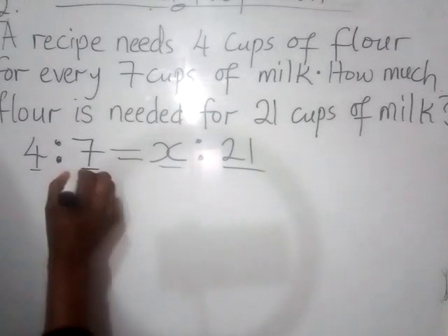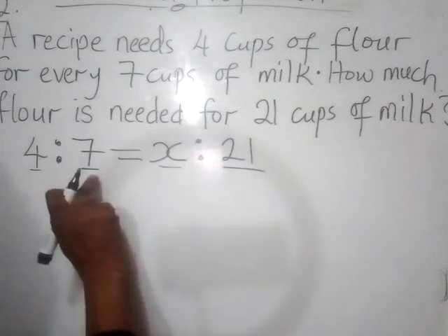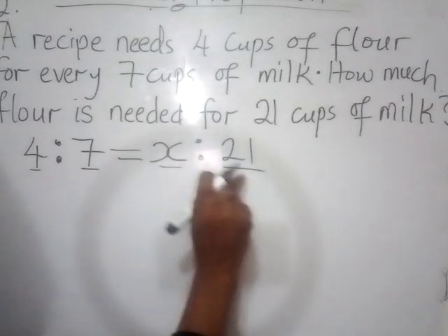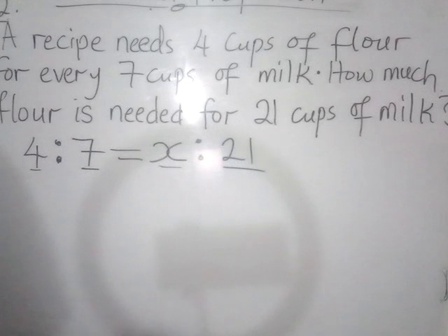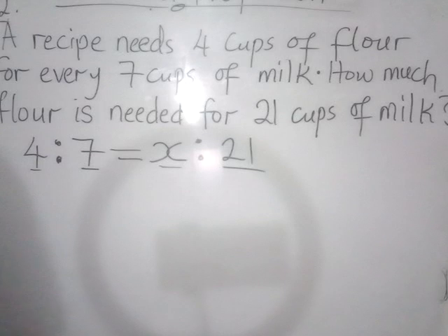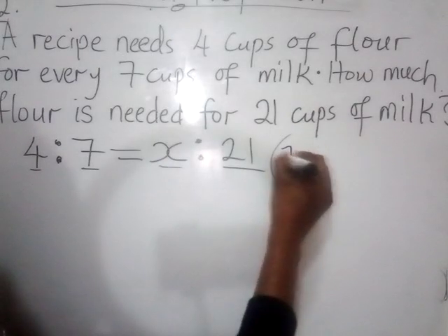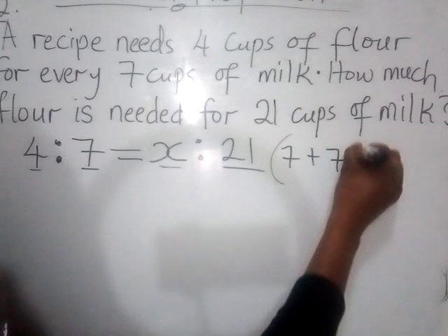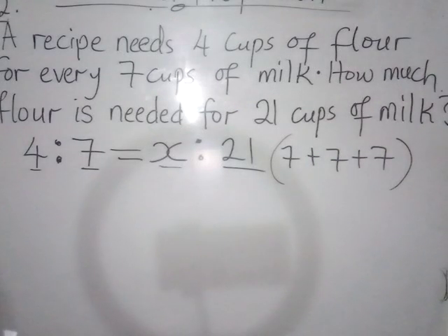So if we know that now milk from 7 has increased to 21, we need to try and figure out the relationship between 7 and 21. If we look at 7 and 21, we know that 21 is a multiple of 7. That is, 7 can divide 21 without any remainder. So how many 7s can we get from 21? 21 will give us 7 plus 7 plus 7. Thus, we can get 3 sevens from 21.